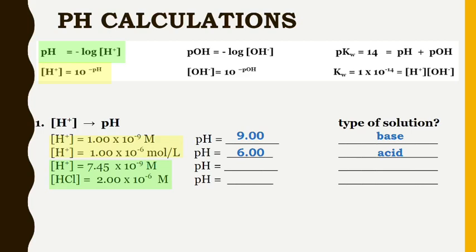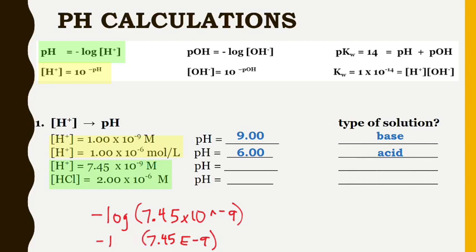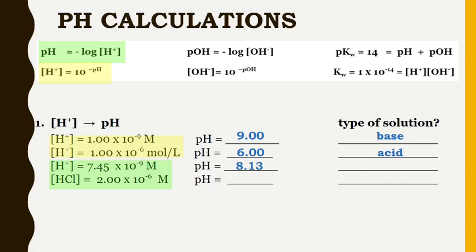We can look at those exponents and realize that 9 and 6 are close to what they're going to have, but it's not going to be quite exactly 9 or quite exactly 6 because our base over here is not 1. So for these, we are actually going to have to plug in negative log of 7.45 times 10 raised to the negative 9, or if you want to type that in as 7.45e negative 9, I would recommend it. Either way, we're taking the negative log of that number, and if we do that, then 8.13 is what comes out, and that's our pH.